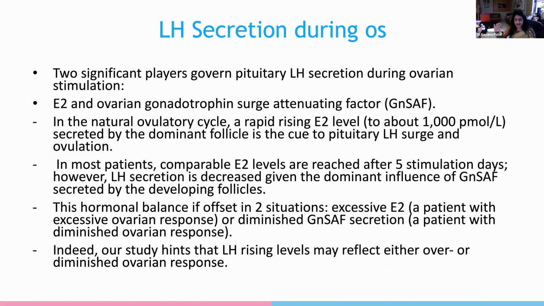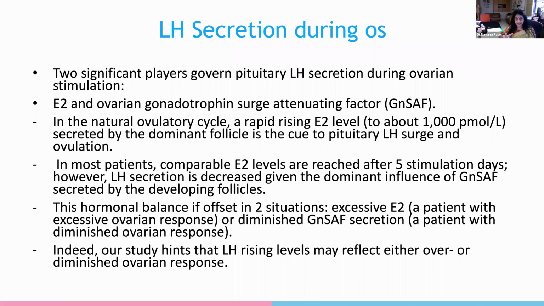In a natural cycle, there is a rapid rise, but there is only one dominant follicle which is secreting it. And that is the cue to the pituitary LH surge. In most patients, comparable E2 levels, when we are stimulating them, already giving them injection, that 1000 picomole will reach within 5 days of stimulation. But still LH is decreased. You will say that now the surge should come. This is because there is this gonadotrophin surge attenuating factor which is taking care of it.